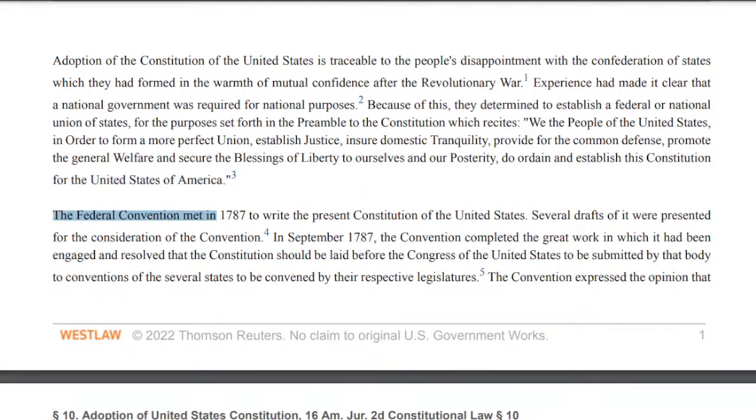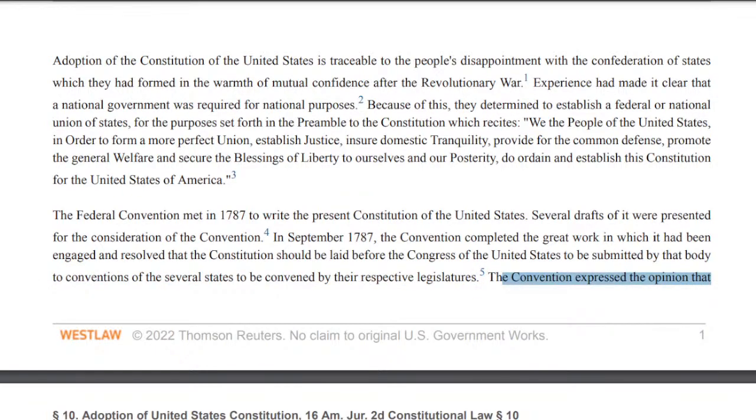The Federal Convention met in 1787 to write the present Constitution of the United States. Several drafts of it were presented for consideration of the Convention. In September 1787, the Convention completed the great work in which it had been engaged and resolved that the Constitution should be laid before the Congress of the United States to be submitted by that body to the conventions of the several states to be convened by their respective legislatures.